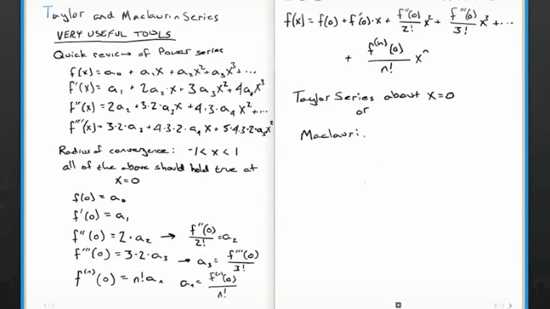Now it's kind of interesting because Taylor, I think his name was Brook Taylor, and Colin Maclaurin lived about the same time. Maclaurin was a Scottish guy and Taylor was an English guy. This is in the days when Scotland and England didn't get along so well. And they lived about the same time, and Maclaurin came up with a special case where it's about 0. Taylor came up with another case, but they both got their own names on it.